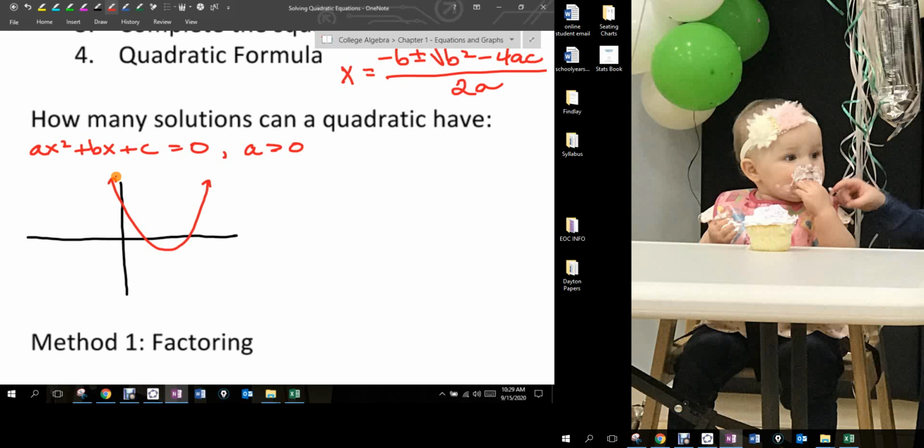graph, but there's no way that you can get away from that graph, with ax squared plus bx plus c, no matter what A, B, and C are, from being a parabola. Okay, it's going to have that U shape to it all the time.